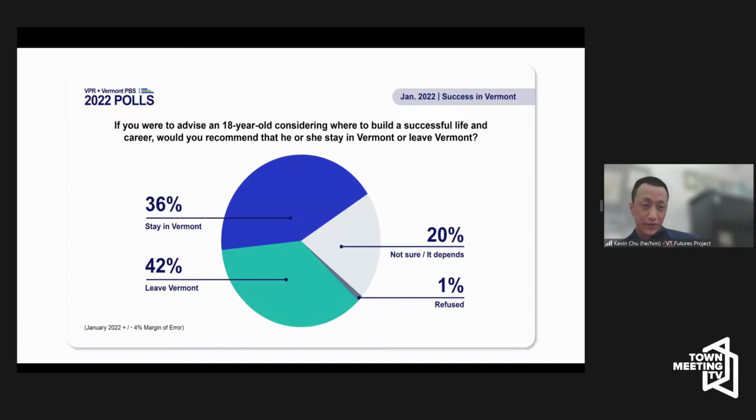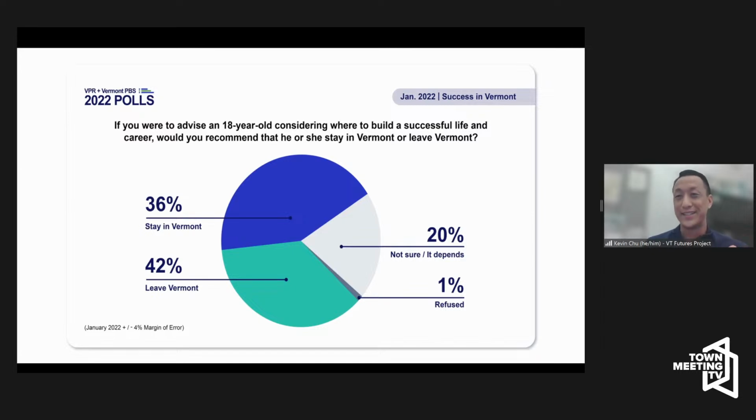And then I also wanted to share this from Vermont Public. They asked in a poll that they ran, what advice would you give to an 18-year-old considering where to build a successful life and career? And 42% of respondents said leave Vermont.